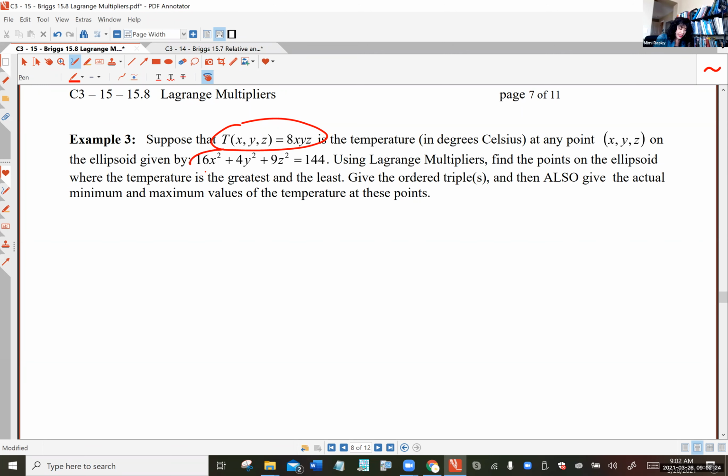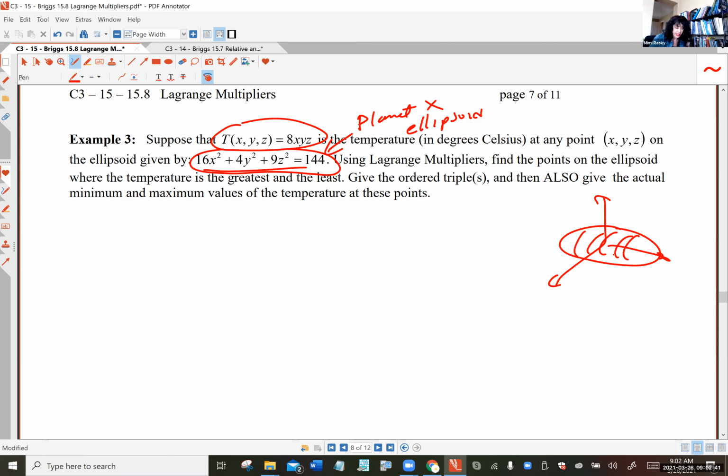And let's say the planet was in the shape of an egg. It's an ellipsoid. And let's say this is planet X equation. So if you graph this ellipsoid, you guys know, it looks kind of like an egg, you have an egg-shaped planet, fine. And so you've got a temperature function. And so we're going to use Lagrange, and we're going to find the points on the ellipsoid, the planet, that have the greatest and the least temperature. So we want the max and the min.